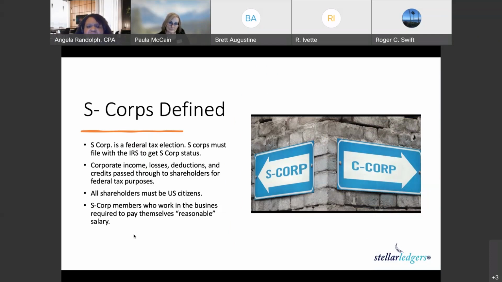All shareholders must be U.S. citizens, and the S Corp members who work in the business are required to pay themselves a reasonable salary. So I always recommend for new businesses right out the gate that are not making any money at all, generally I don't recommend them to elect to be an S corporation, because there's lots of compliance associated with S corporations, and you really don't get the tax savings or benefits if you're operating at a loss. And again, like I mentioned, the first few years in business, that's to be expected.